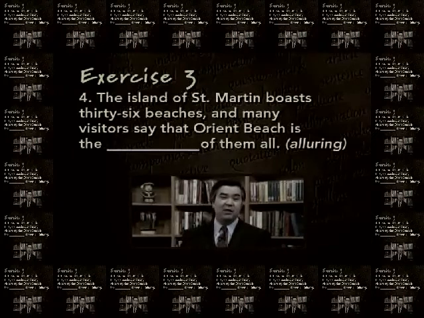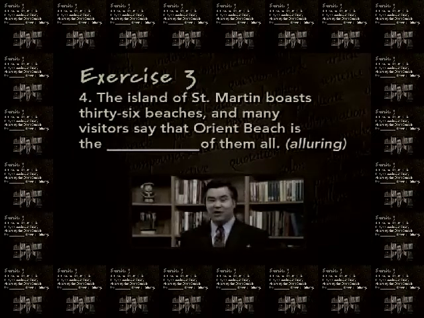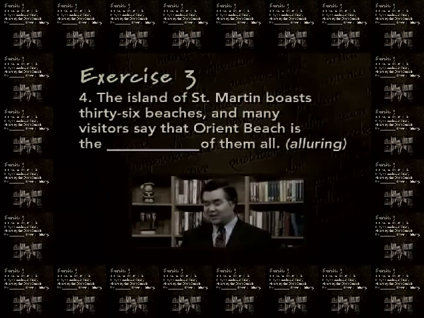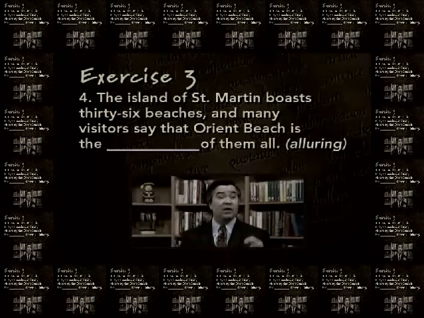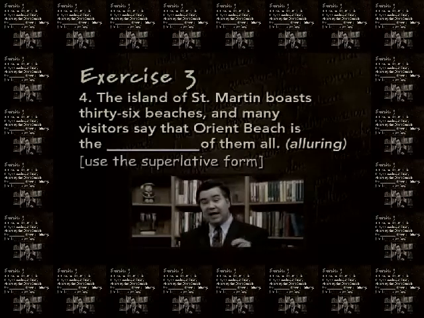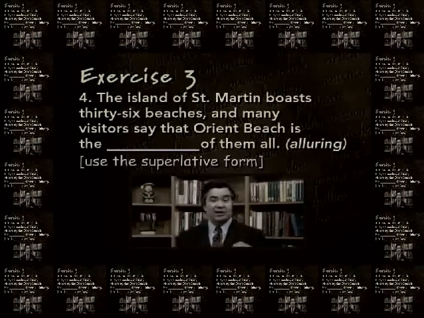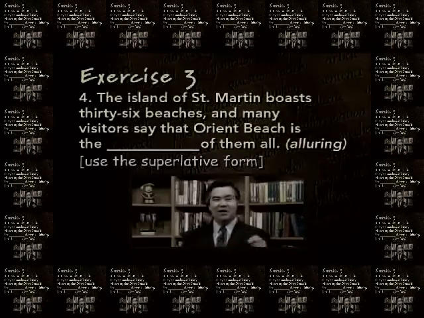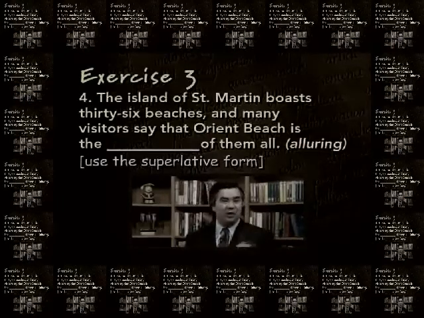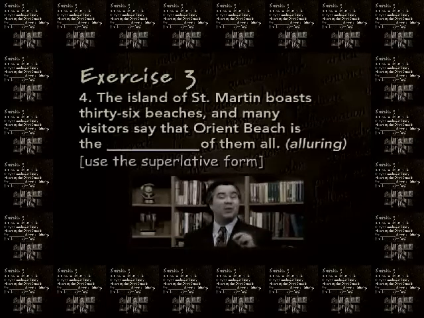First, how many things are we comparing? Well, obviously more than two. In fact, the sentence tells us there are 36 beaches involved. So rather than the comparative degree, we want the superlative degree. Now, the adjective alluring contains how many syllables? 3, alluring. Therefore, we need to form the superlative degree by adding the word most in front.